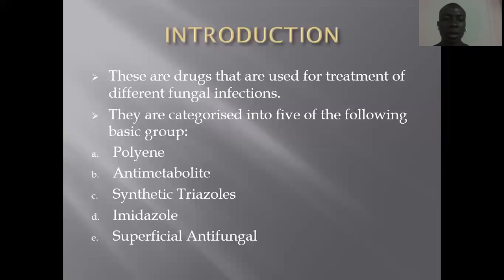So, we have the polyenes, the antimetabolites, the synthetic triazoles, imidazoles, and superficial antifungals. These are the five categories of antifungal drugs, and we're going to look at each drug in each category.